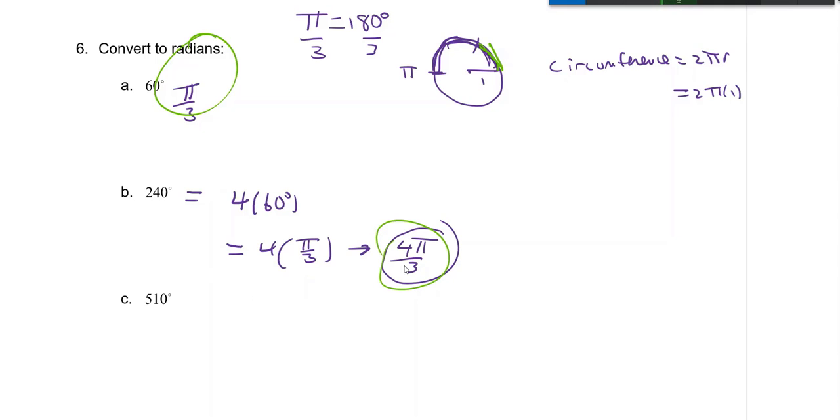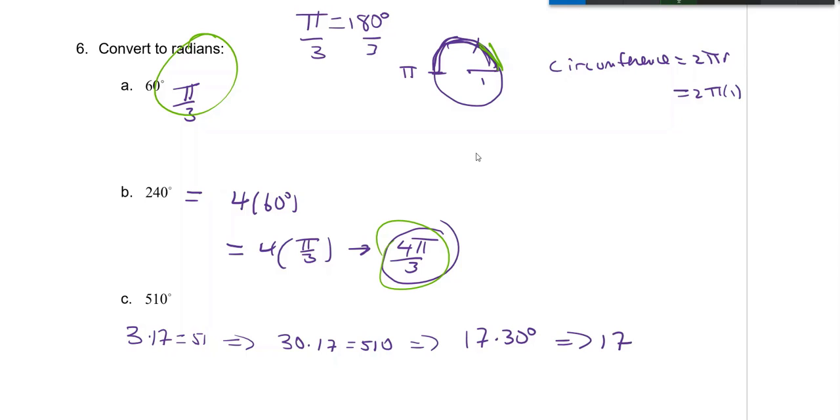And then this one is a little trickier. You have to recognize 510. The easiest way to recognize this is that 3 times 17 equals 51. If you recognize that, then it's pretty easy to jump to 30 times 17 equals 510, just add a 0. If you don't, let's finish it this way first. So it's 17 thirties, that's 17 times 30 degrees. How do I get 30 degrees?